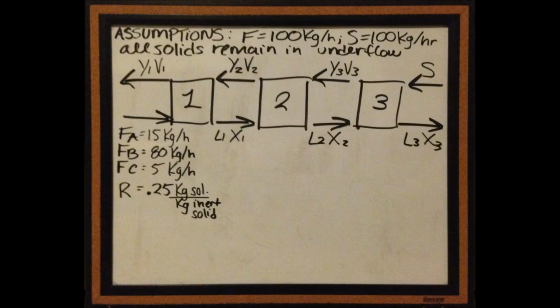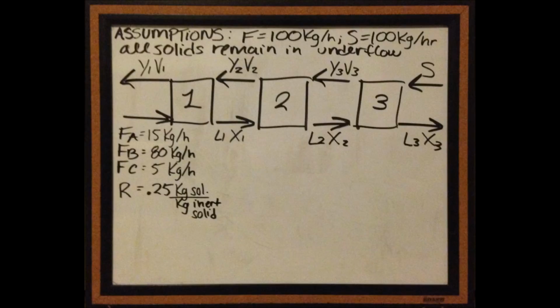Now I have drawn the parameters for the counter-current cascade system we will be using for calculations. This is a 3-stage system with perfect mixing in each stage. I have assumed that my feed is 100 kilograms per hour, my solvent is 100 kilograms per hour, and that all of the solids remain in the underflow. Fa equals the amount of solubles in the feed, Fb equals the amount of insolubles in the feed, and Fc equals the amount of moisture in the feed.